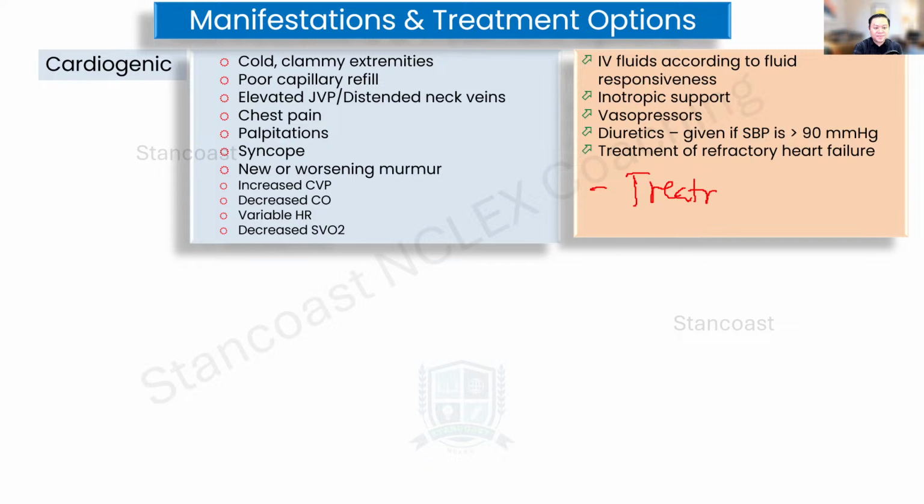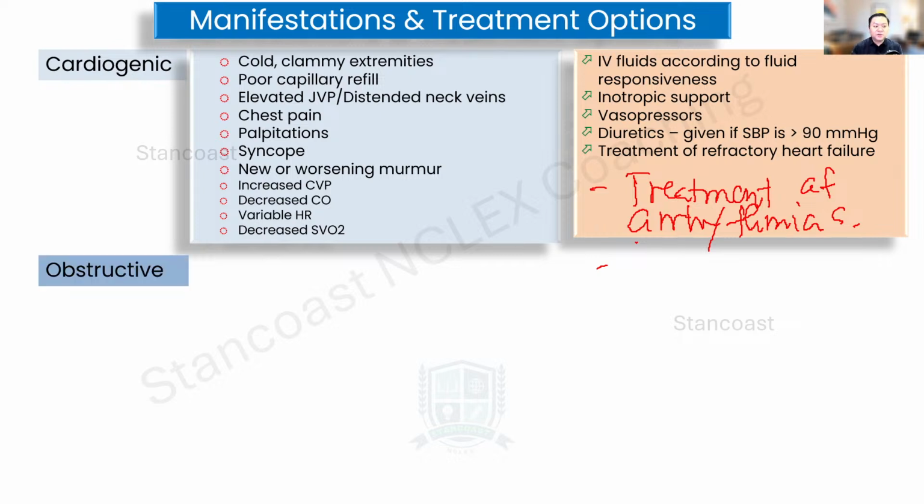So let me write that down. Treatment of arrhythmias. So if the patient has, let's say, AFib or premature ventricular contractions, treat those. Those can be treated easily with medications, or let's say replacement of electrolytes is needed. Or we're going to have to treat the valvular dysfunction as well. So we need to identify really what's going on in this patient. Now moving on to the next type of shock, which is the obstructive.